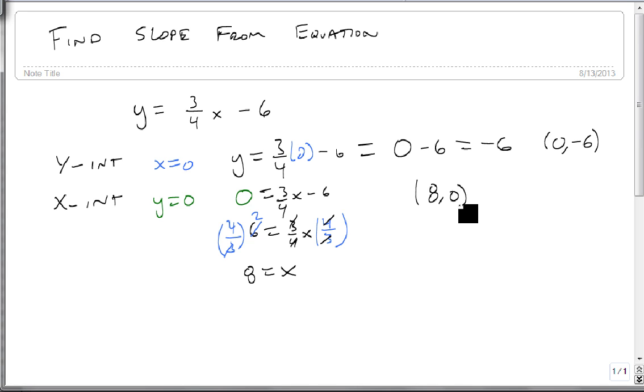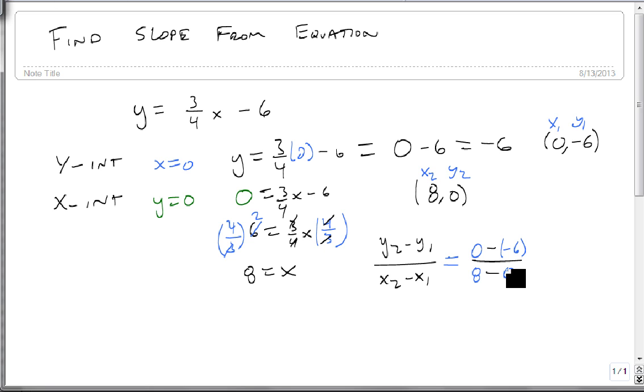Well, if we go back to our slope formula, remember it's y2 minus y1 over x2 minus x1. So for this particular problem, let's call this x1, y1, and this x2, y2. So we're going to start with y2 minus y1 divided by x2 minus x1.